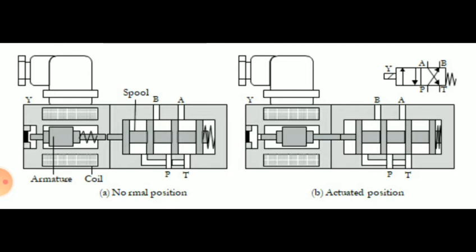Now when the solenoid Y is energized, you can see in the diagram the symbolic representation. After energizing Y, the valve position is changed. Now port P is connected to A and port B is connected to T. So you will get the forward stroke of the cylinder.